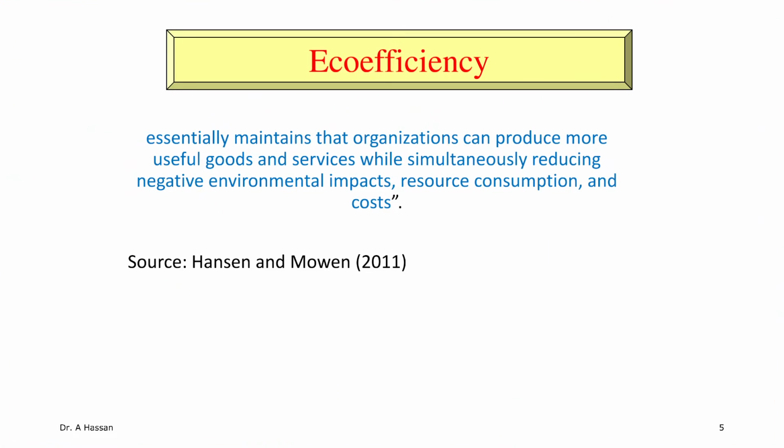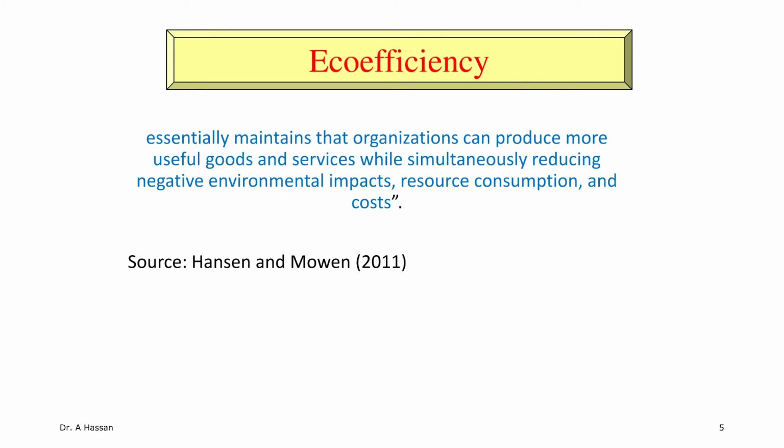Explaining the term efficiency will be very useful to understand the term eco-efficiency. So what does the term eco-efficiency mean? It means that the organization can produce more useful goods and services while simultaneously reducing negative environmental impact.